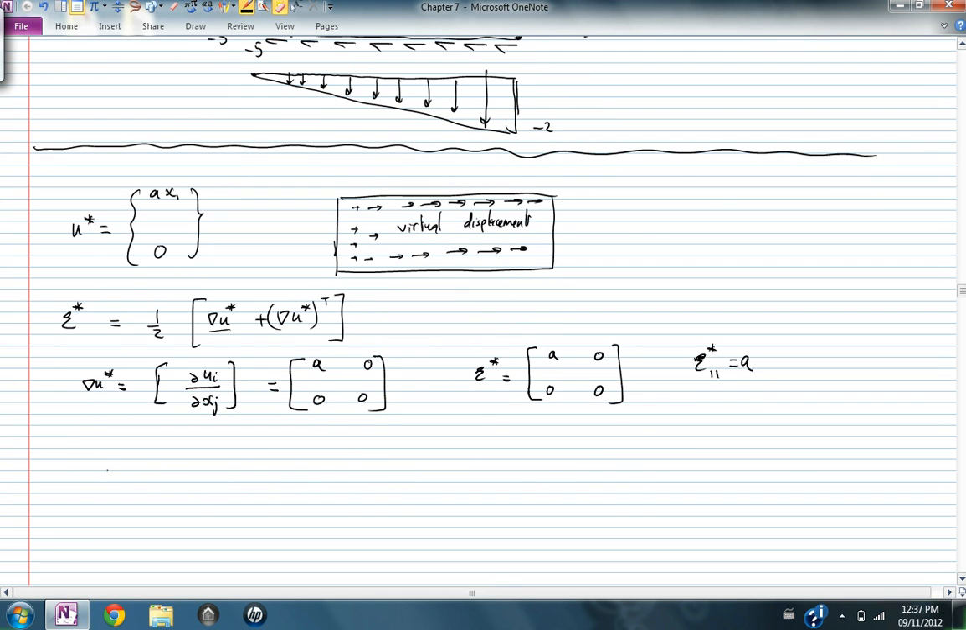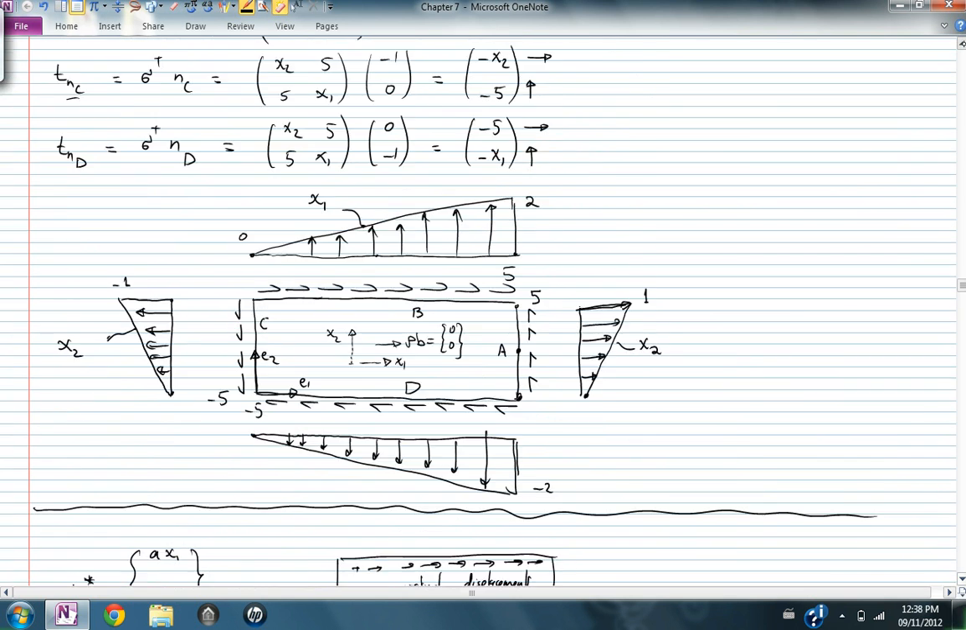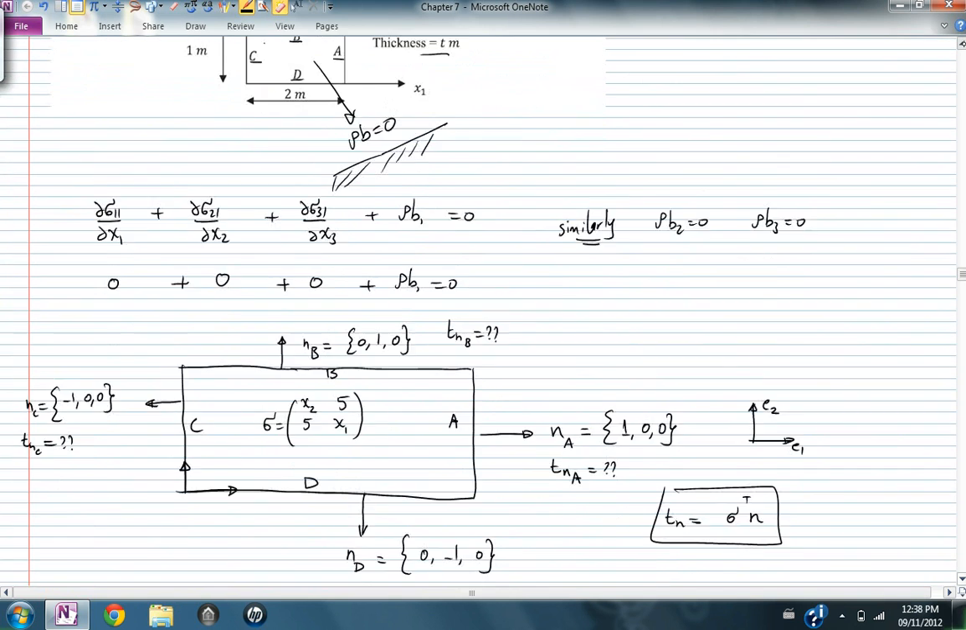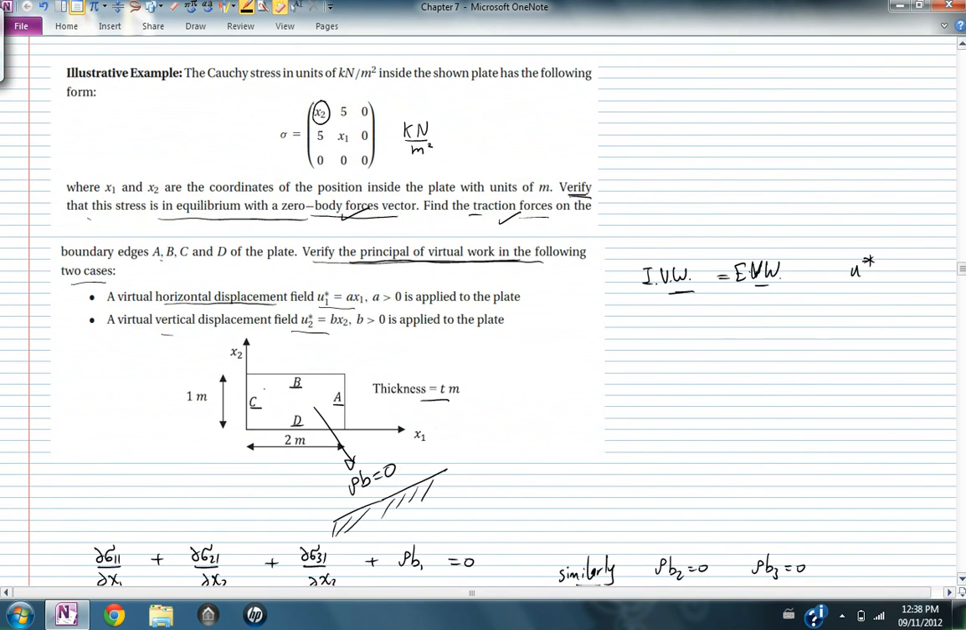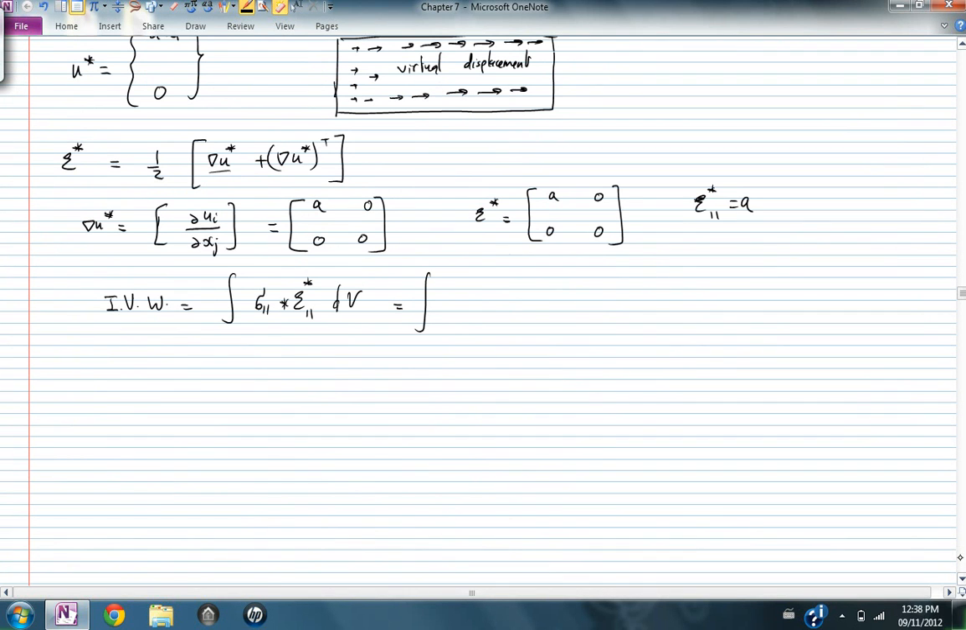And so that will make the internal virtual work easier to calculate, because the internal virtual work is equal to each stress component multiplied by the corresponding strain component integrated over the volume. Okay, so what is sigma 11? Sigma 11 is the stress in equilibrium, the equilibrium stress. Sigma 11 is equal to x2. So x2 multiplied by a, integrated over the volume of the plate.